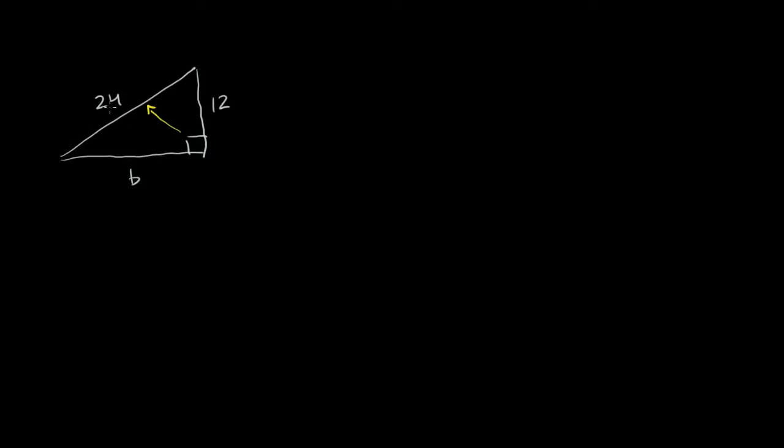You might say, hey, I don't know that's the longest side. I don't know what B is yet. How do I know this is longest? In that situation, you just say, well, it's the side opposite the 90-degree angle. So if that's the hypotenuse, then this squared plus that squared is going to be equal to 24 squared. So the Pythagorean theorem: b squared plus 12 squared is equal to 24 squared.